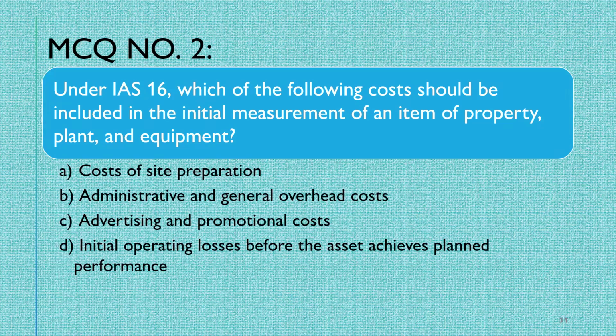C. Advertising and promotional cost. D. Initial operating losses before the asset achieves planned performance. And the correct answer is option A. Cost of site preparation. Since the remaining options, option B, C, and D, do not qualify to be part of the cost of the asset.